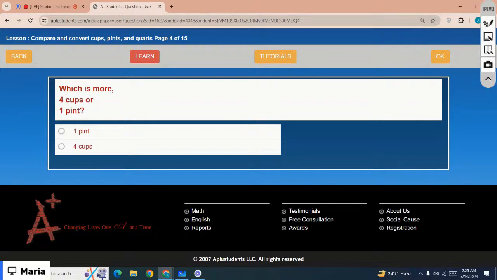The correct option is 4 cups is more, right? Because 1 pint equals 2 cups. So 4 cups is more than 1 pint.